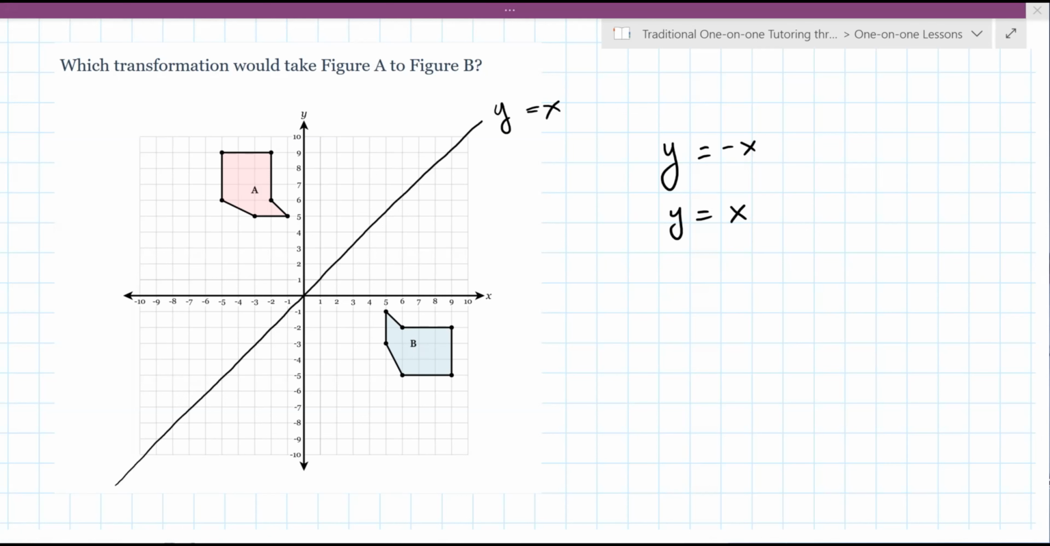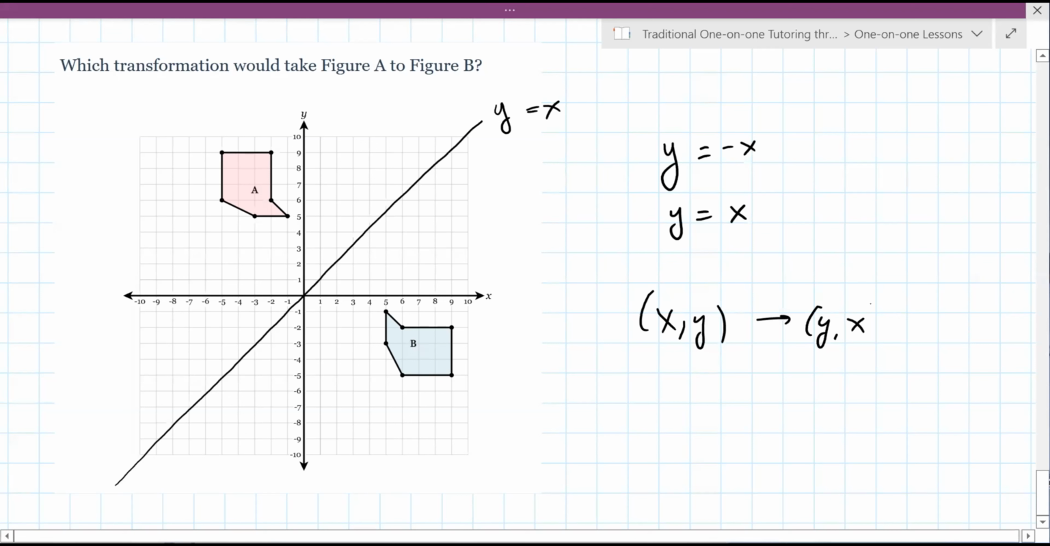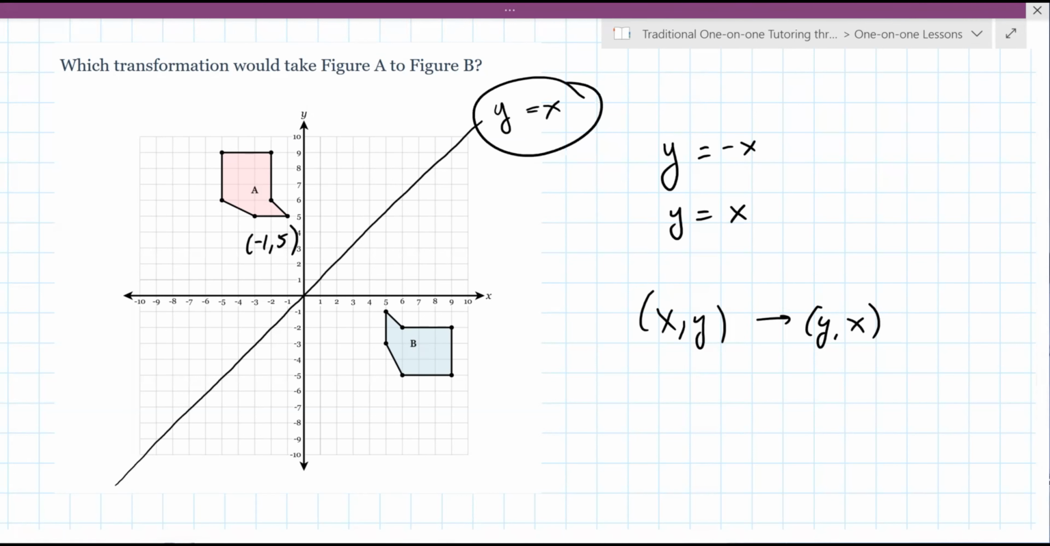Okay, so y equals x means that x comma y goes to y comma x. If we look point by point, this first one is minus 1, 5. Is this point 5, minus 1 on B? And it is. I probably want to check a couple more, like this minus 2, 9. Is this 9, minus 2? And it is. So I feel pretty confident that's probably the transformation. But the right way to do it is really to check all the points and make sure it actually matches what you think it should.